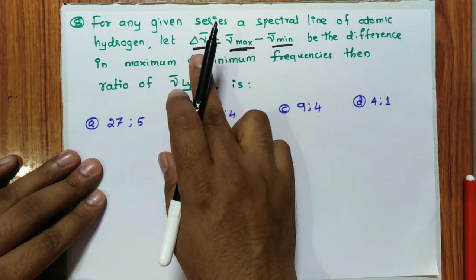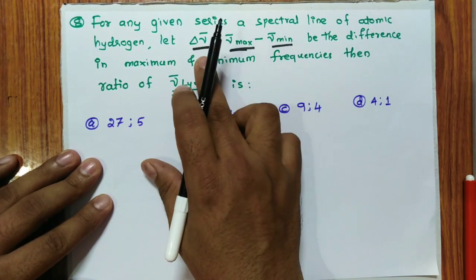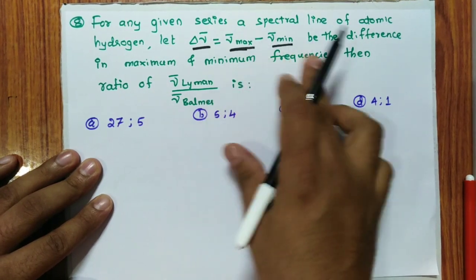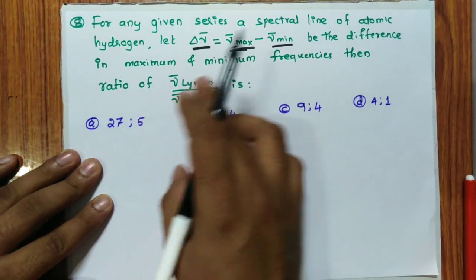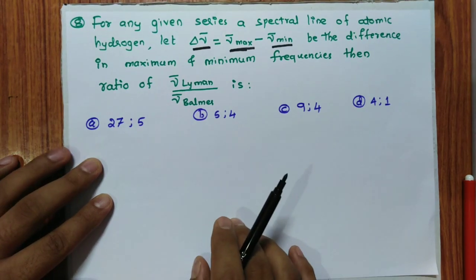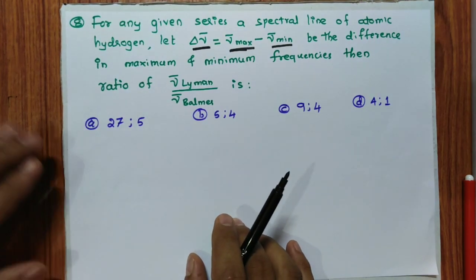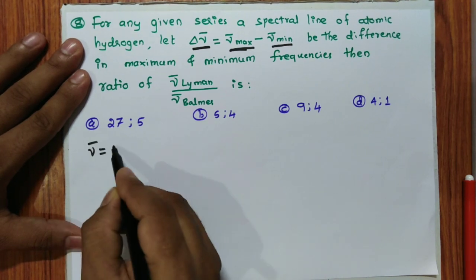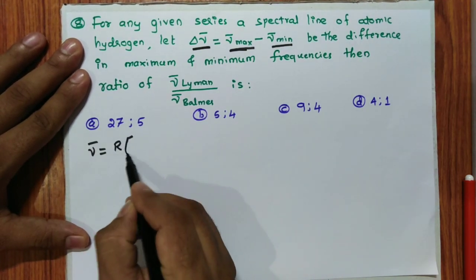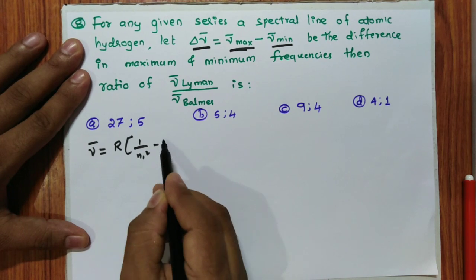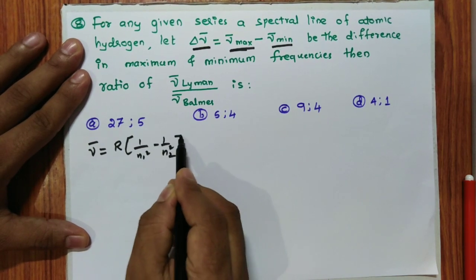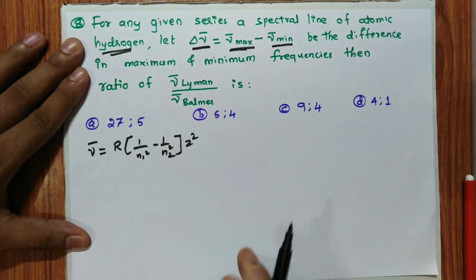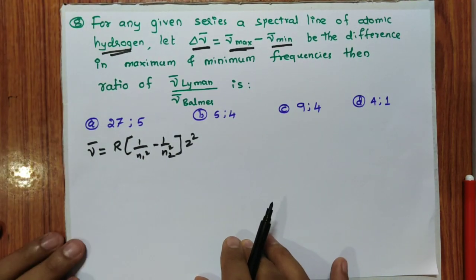So what have they given? Delta nu bar they want, that is equal to nu bar maximum minus nu bar minimum, so maximum and minimum frequencies. Then they are asking for the ratio of the Lyman series to the Balmer series. For this, once again we are going to use the formula: nu bar is equal to R into 1 by N1 square minus 1 by N2 square. Here hydrogen is given, hence I will not write Z square. Z square you can write, Z is equal to 1 you will get.